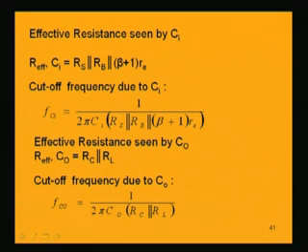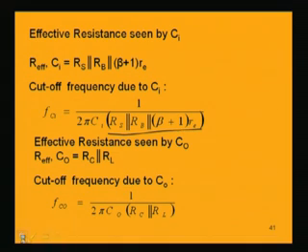So, the cutoff frequency due to Ci can be written as 1 by 2 pi into effective resistance into capacitance, that is, 1 by 2 pi into Ci into Reff, where Reff is nothing but this value.